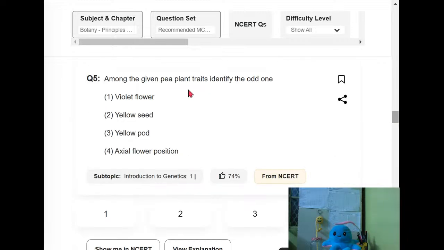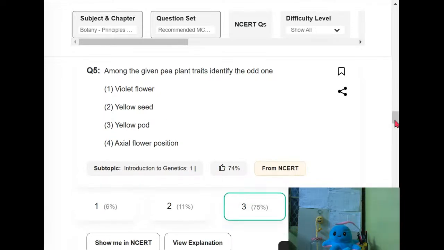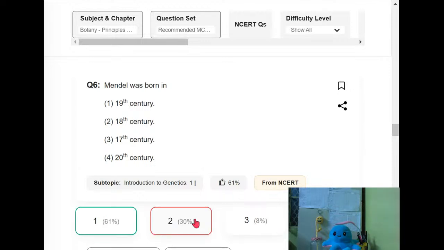Among the given pea plant traits, identify the odd one. Yellow flower, violet flower, yellow seed, yellow pod, axial flower, terminal. This one is recessive, the rest are all dominant. Mendel was born in the 18th century? Nice, 19th century.